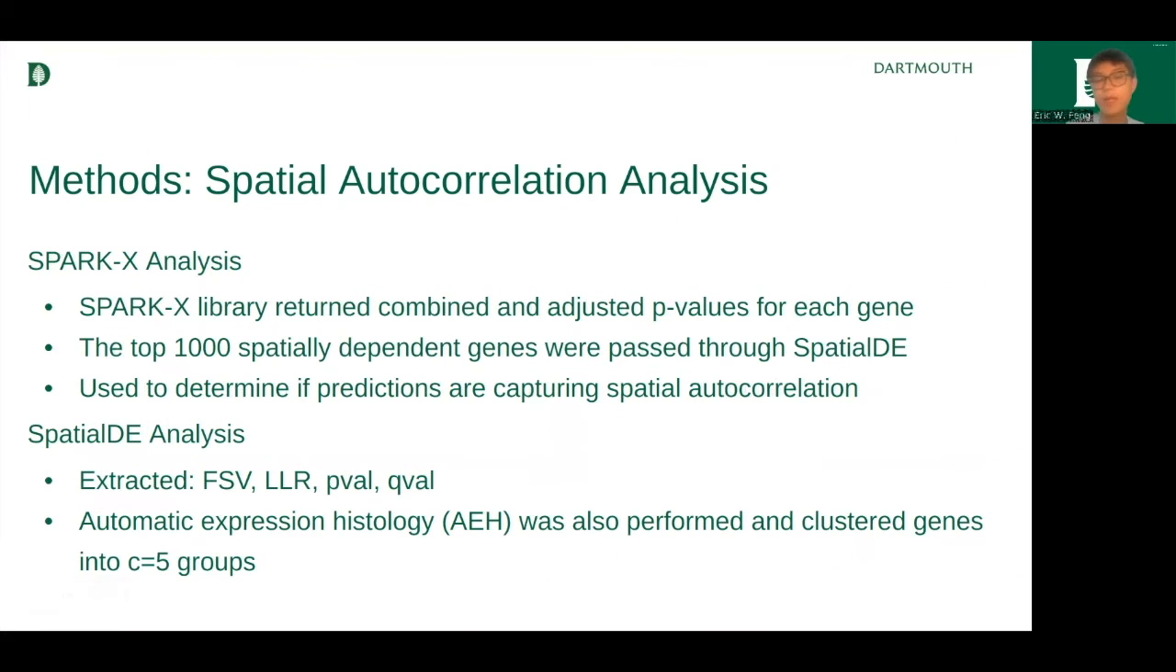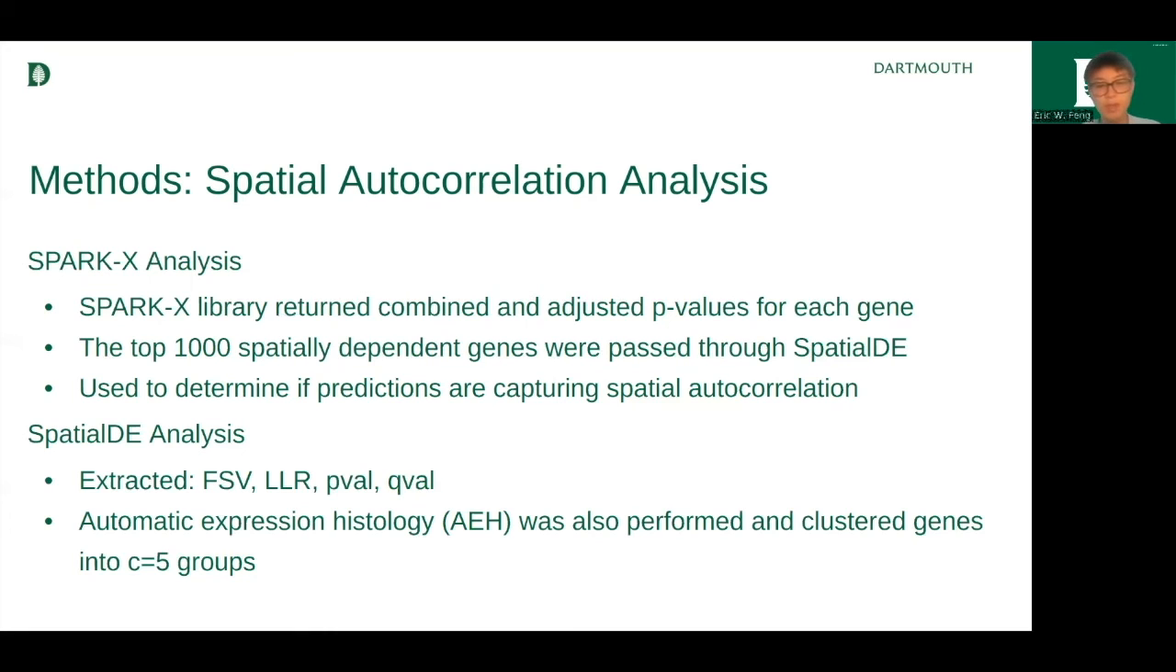So the two main libraries we used in analyzing spatial autocorrelation were Spark and Spatial DE. Both of these were used to validate that the predictive models that we had made were retaining spatial information in the RNA imputations. So Spark and the computationally more efficient Spark X are the libraries that we used to identify spatially dependent genes. These genes were judged based on combined and adjusted p-values for their significance in spatial variation.